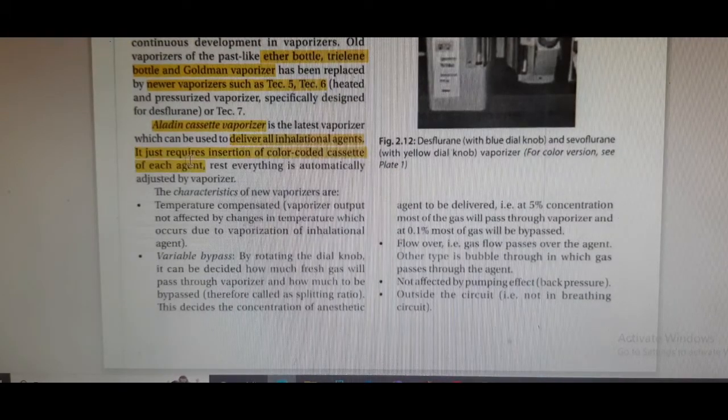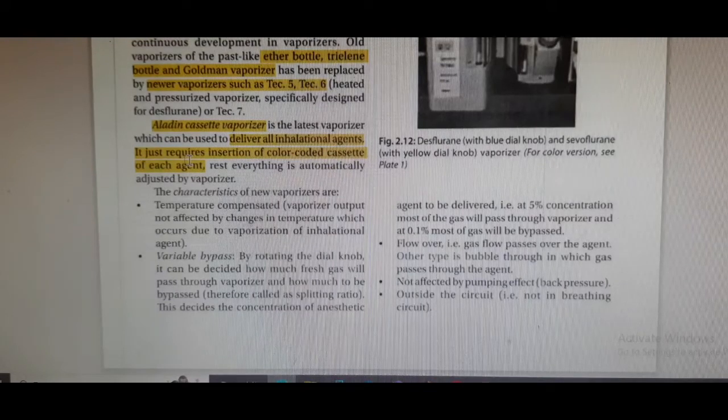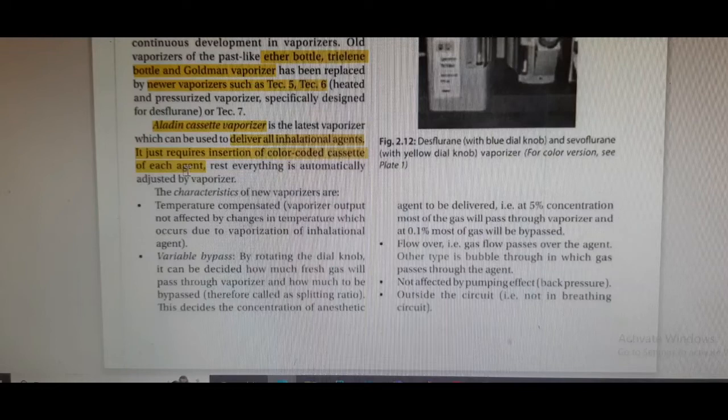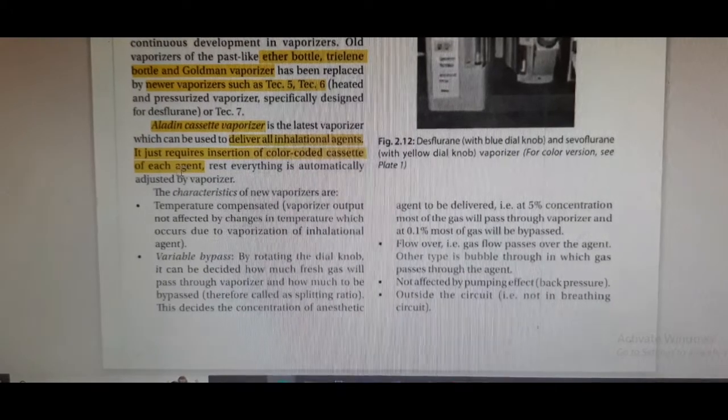So there is a color coding for each agent. This Aladdin cassette vaporizer can be easily inserted into the anesthesia machine and can be removed when not in use. So these vaporizers can be easily put in and removed.